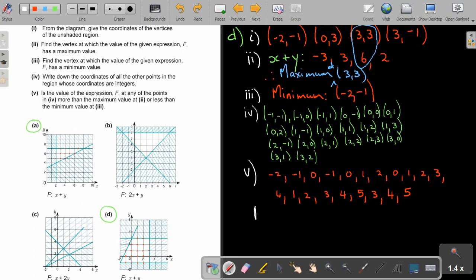Now let's just get the pen. No. All the values are between -3, which is the minimum point, and 6, which is the maximum point. Okay.